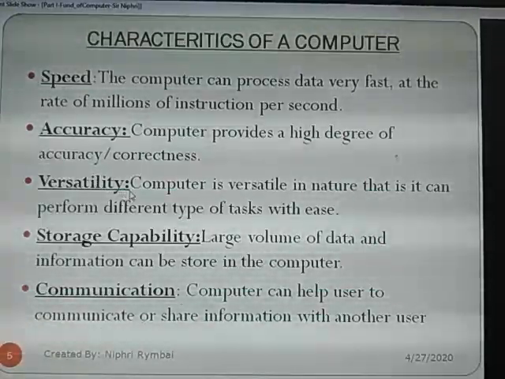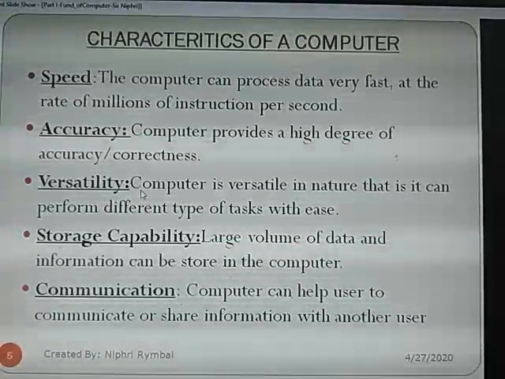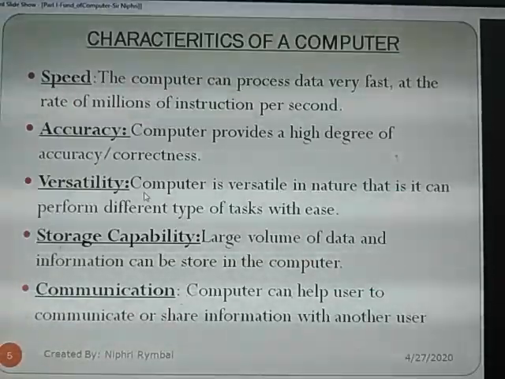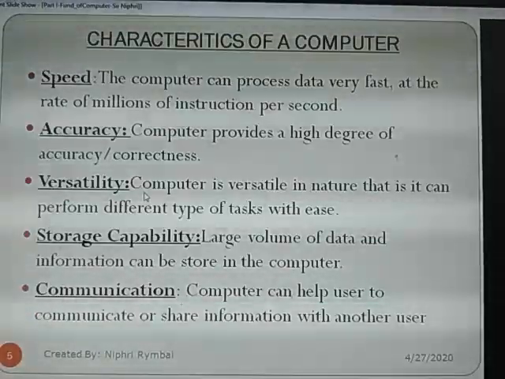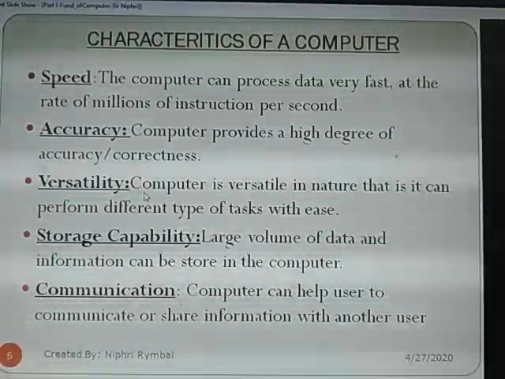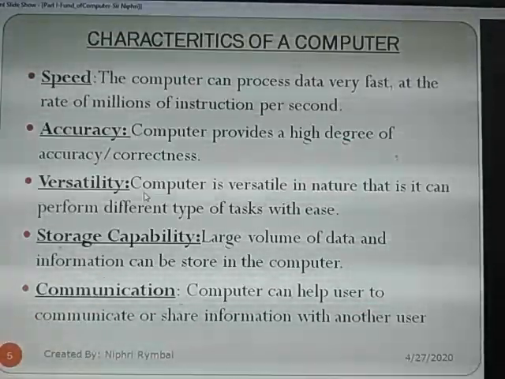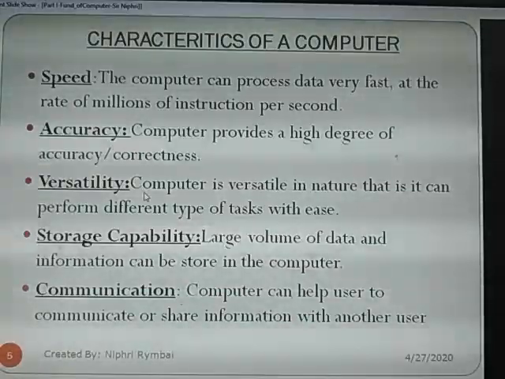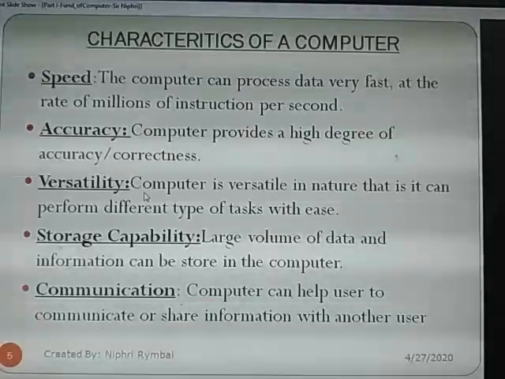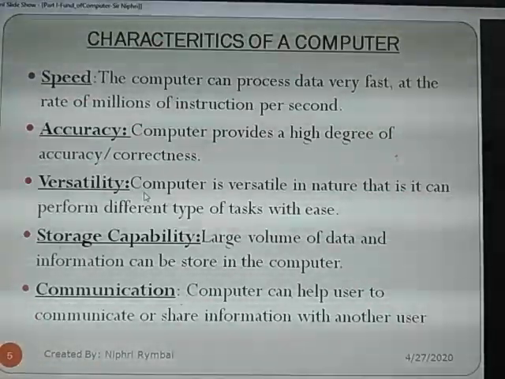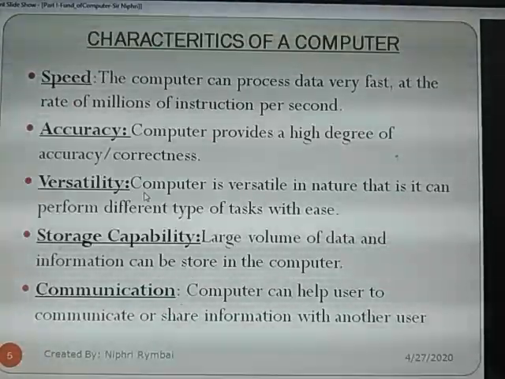Then versatility. By the term versatility, that means the computer is flexible in nature, or we can say malleable. These characteristics help the computer to find its uses in different works and different fields of life, which help it to find its application in different areas of work, like in banking, education, in controlling aircraft, and so on.